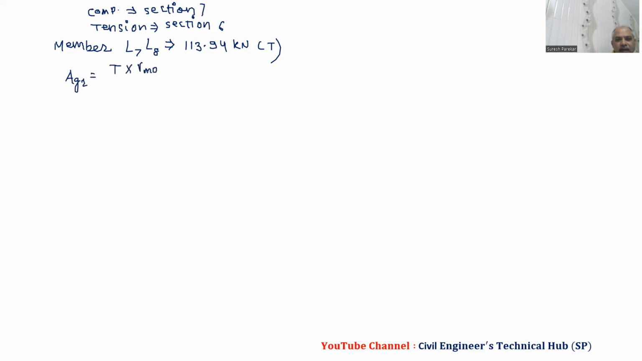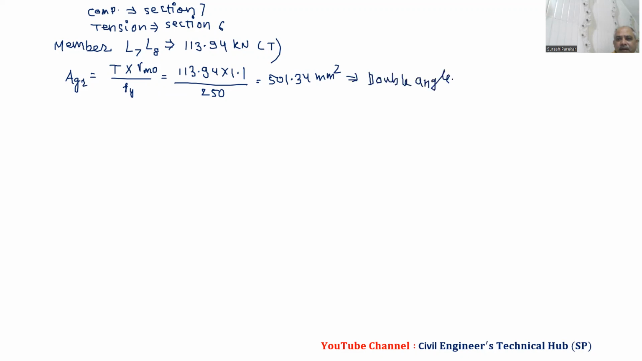So we have AG required equal to T into gamma MO upon Fy. And then we will get it as 113.94 into 1.1 upon 250. And we will have this area required 501.34 mm square.